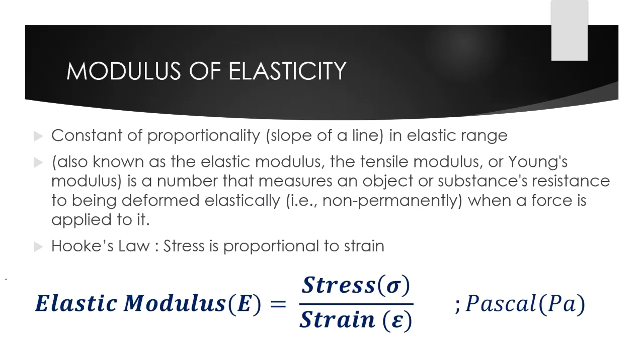We also have what we call the modulus of elasticity, the constant of proportionality, or slope of a line in the elastic range. It is also known as the elastic modulus, the tensile modulus, or Young's modulus. It is a number that measures an object or substance's resistance to being deformed elastically. Hooke's law: stress is proportional to strain. So the elastic modulus, or E, is given by the formula stress over strain. This is still in Pascal unit.